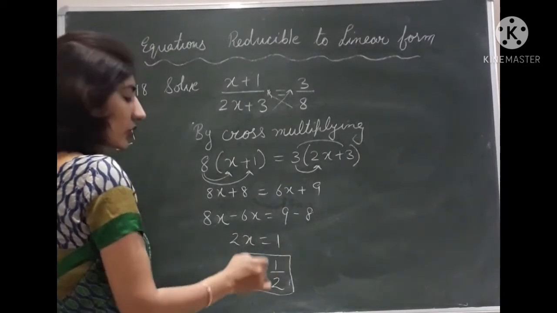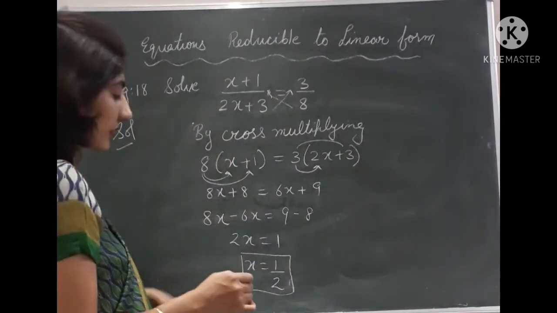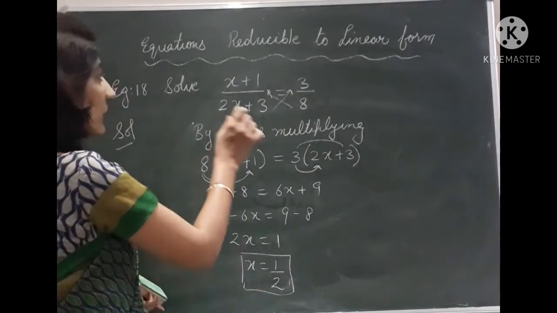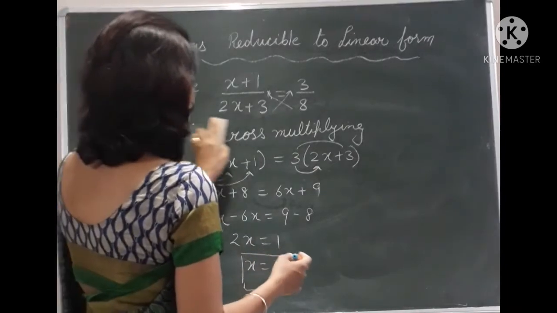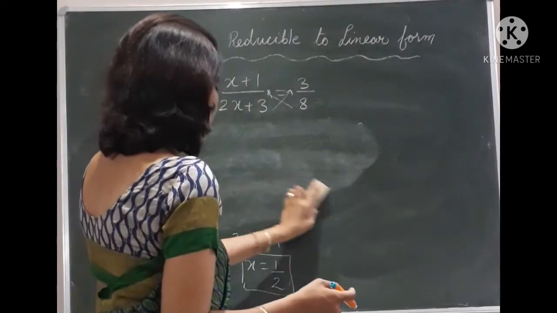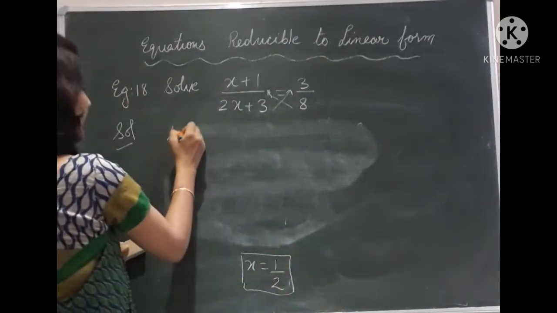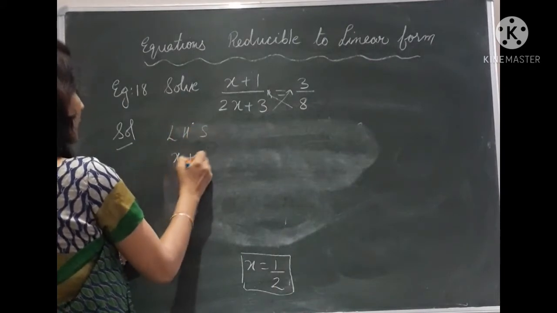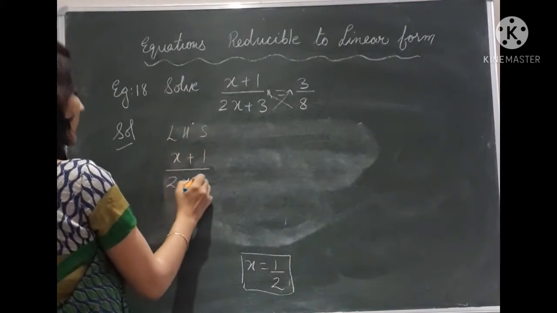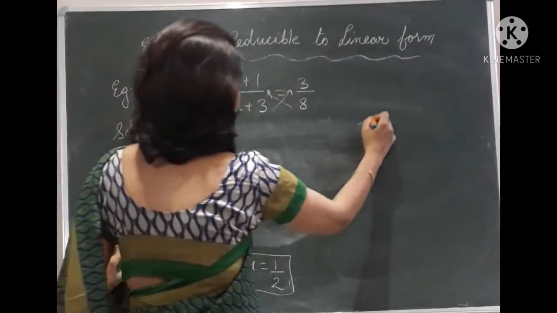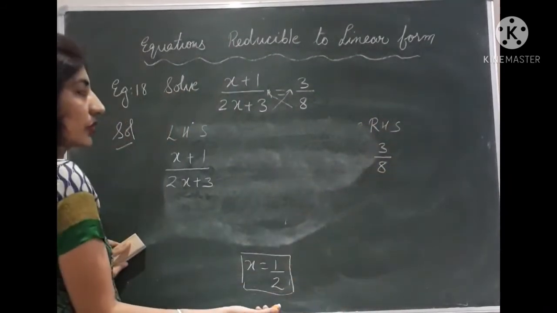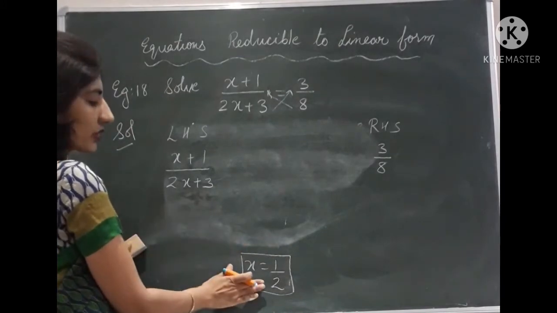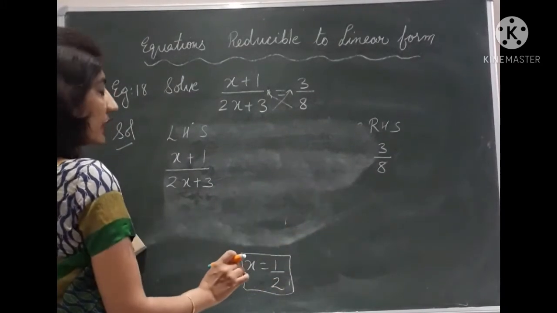You can check your solution by putting the value. Checking part, if you remember, we have done. Here in the question they have not asked us to check, but we can check our answer by putting in the equation the value of x. So left hand side I have x plus 1 upon 2x plus 3, and on right hand side I have 3 by 8. Right hand side is already solved, no need to do anything. On left hand side we will put this value and see whether we get 3 upon 8 or not.